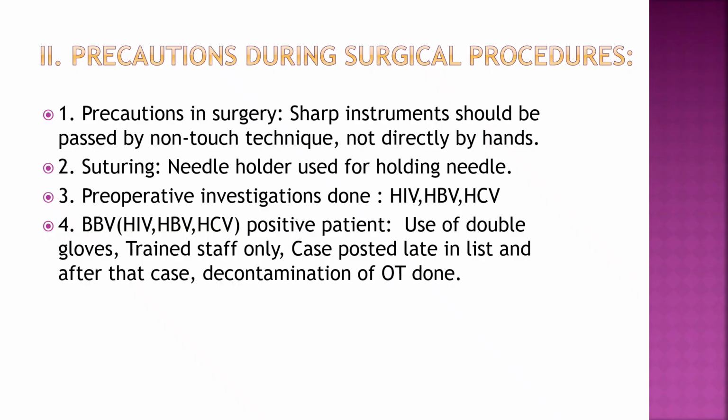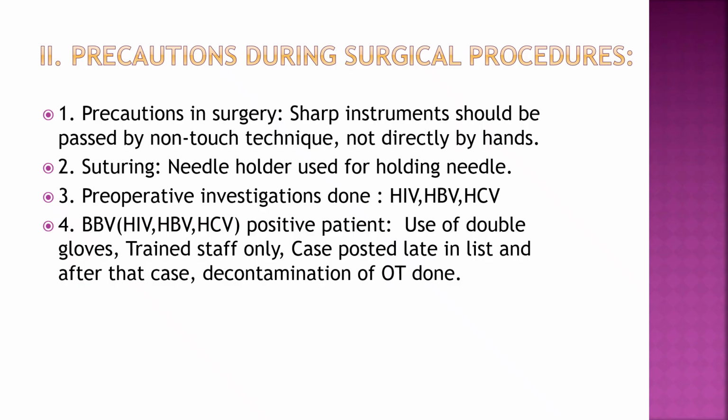So precautions during surgical procedures. Many accidents happen because in surgery many sharp objects are used, like scalpel, blade, forceps, needles for suturing and all. So precautions are very important. Sharp instruments should be passed on by non-touch technique, not directly by hand to hand. They should be kept on some tray over some green cloth, and then they should be passed to the surgeon. For suturing, a needle holder should be used for holding the needle.